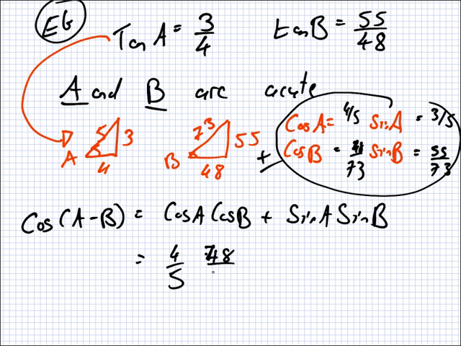48 over 73 plus 3 over 5 times 55 over 73. And that's the answer. Okay, now we'll do a harder one.